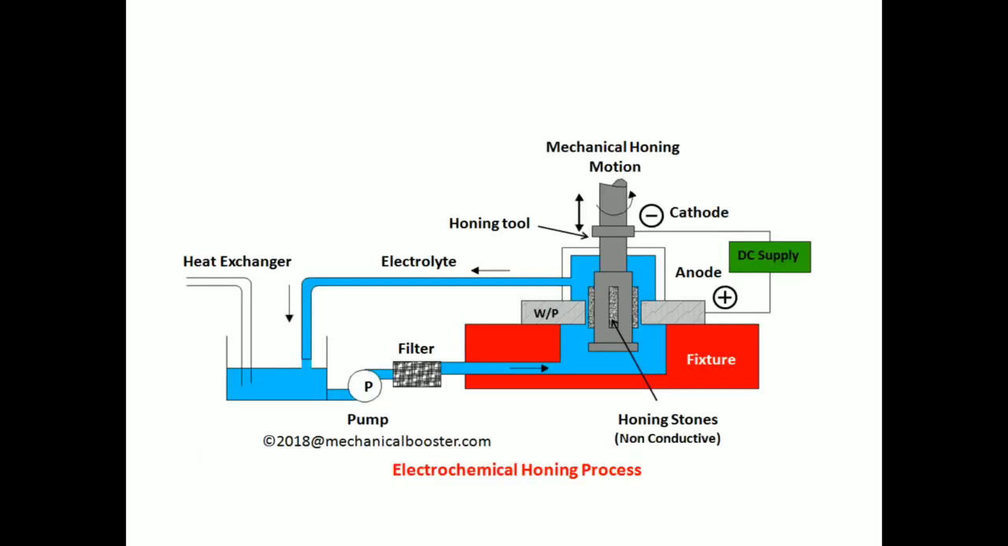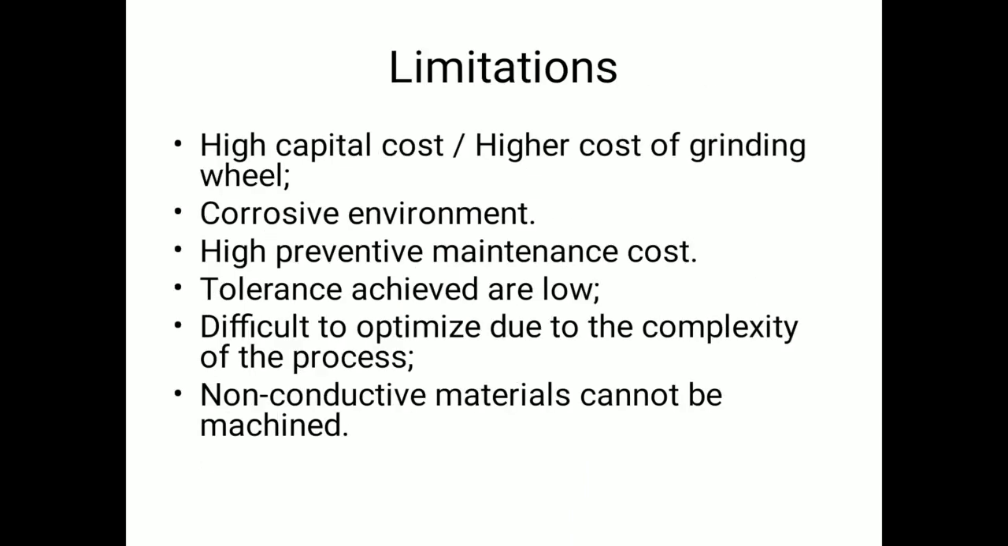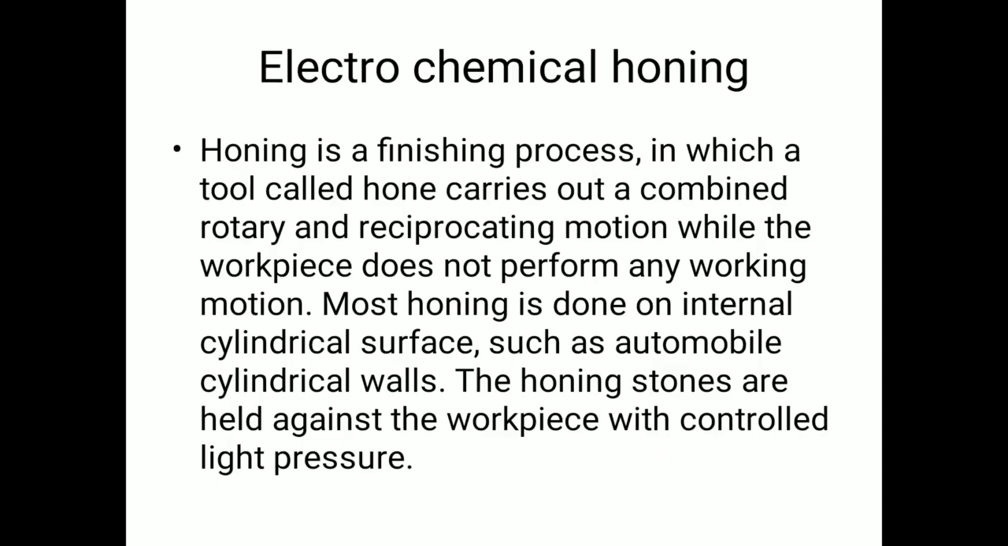The diagram shows the typical arrangement of the electrochemical honing process. You can see the DC power supply, fixture, and workpiece, filter, and circulation of electrolyte with the use of a pump.